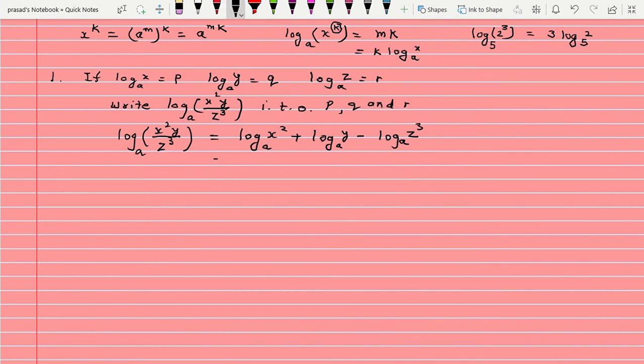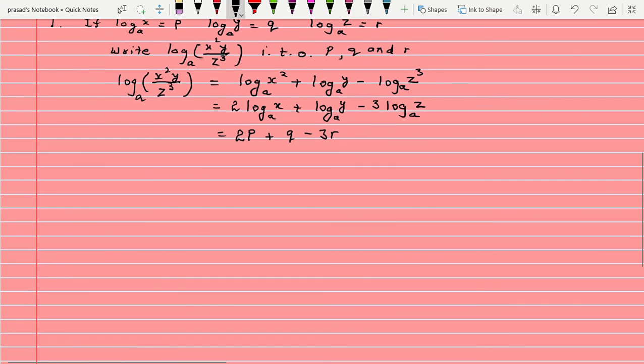Now if I use the power law of logarithm, I can get the powers down. So 2 into log x to base a plus log y to base a, and minus here it will be 3 log z to base a. Now log of x to base a is p given to you, log of y to base a is q, and log of z to base a is r. So I can write this in terms of p, q, and r as 2p plus q minus 3r.